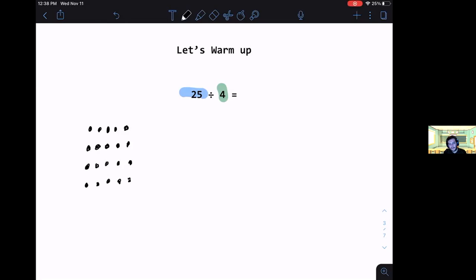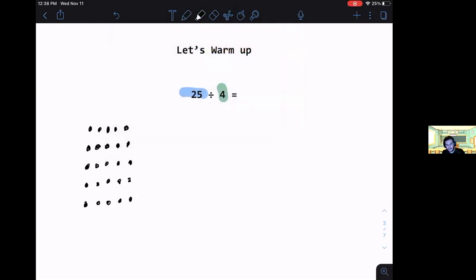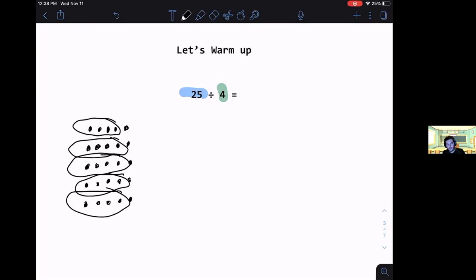So we have 5, 10, 15, 20, one more group of 5. So we have an array over here. So we have 25 dots altogether. And we know that we're making groups of 4. So I will go ahead and circle those. So we have what? Whoops, that's the wrong function. We have 1 group of 4. We have 2 groups of 4. We have 3 groups of 4. 4 groups of 4, and we have 5 groups of 4. And over here we have another group of 4.